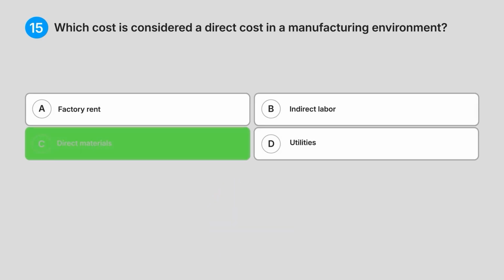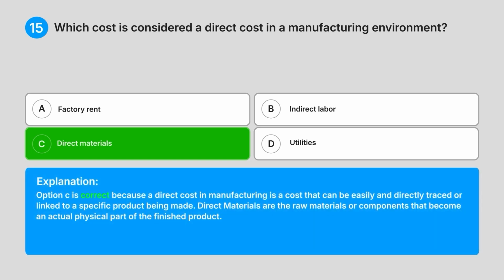Correct answer, C. Direct materials. Explanation: option C is correct because a direct cost in manufacturing is a cost that can be easily and directly traced or linked to a specific product being made. Direct materials are the raw materials or components that become an actual physical part of the finished product.